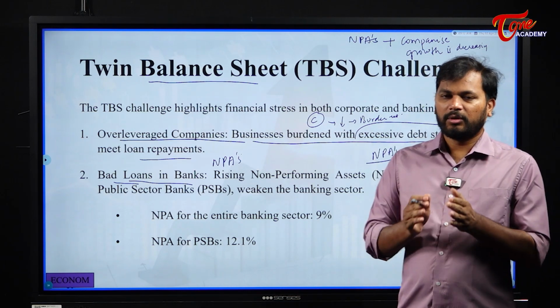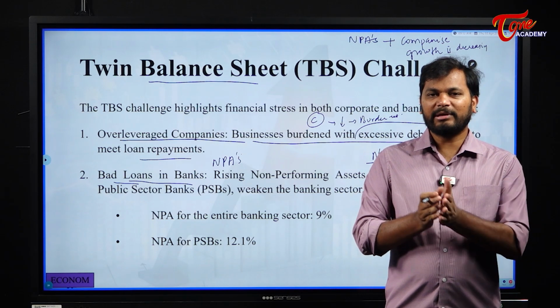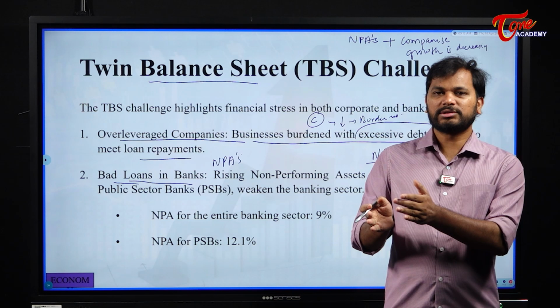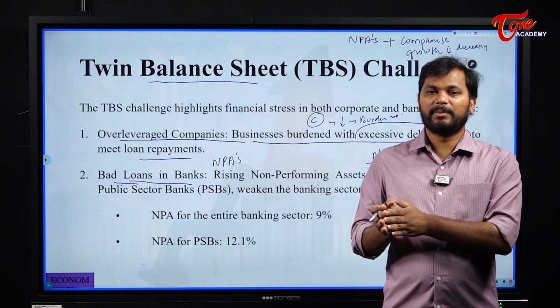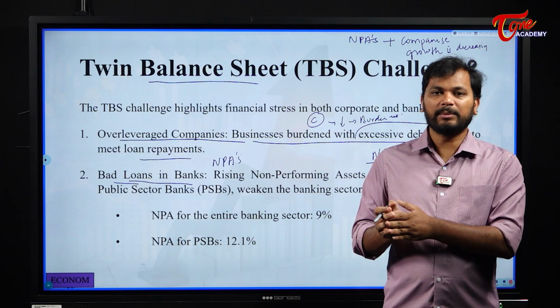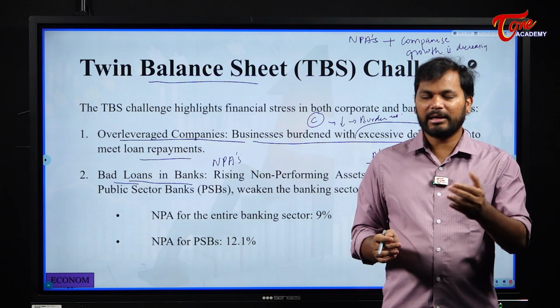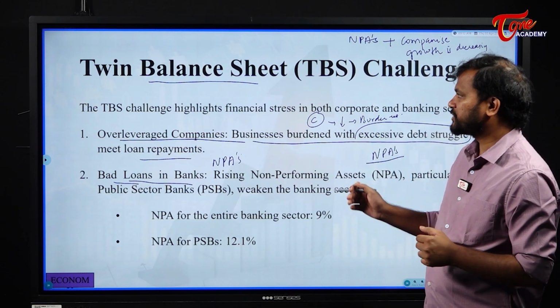Okay, so if I am the bank and there is a company, I am giving a loan to that company, but the company's output is not good. So the debt level is burdened. The debt level is being burdened by the particular bank, and as a consequence of that, the NPAs in the banks are rising, leading to the twin balance sheet problem.